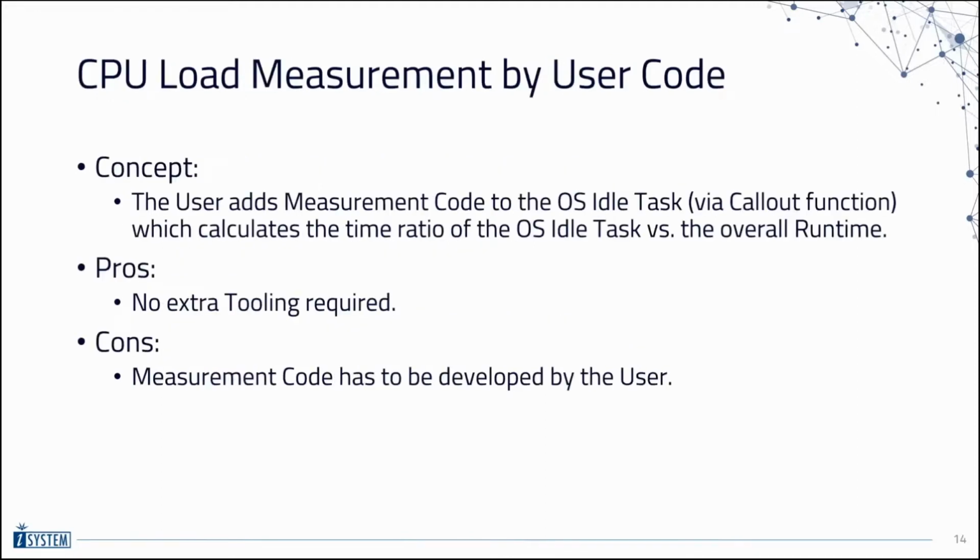The easiest way to add CPU load measurement to your code is to instrument the OS idle task with measurement code that calculates the ratio of idle time versus overall runtime. The main benefit to this method is there's no extra tools required, but you do have to add code to your project, which adds some overhead. And this is the bare minimum for CPU load. If you do have an overloaded system, you aren't going to get any info about what code is executing, causing that overload. For that, you'd need to add some more code or tools like an iSystem debugger.